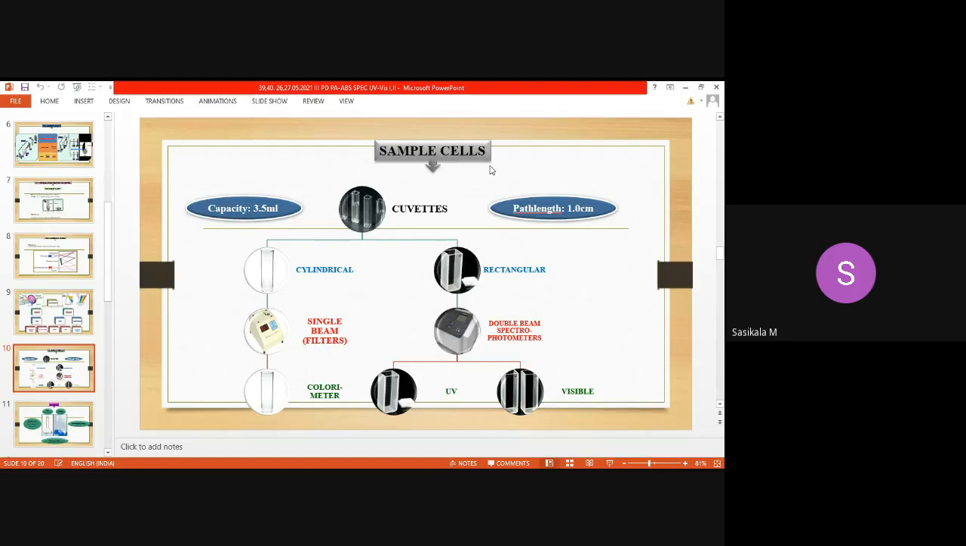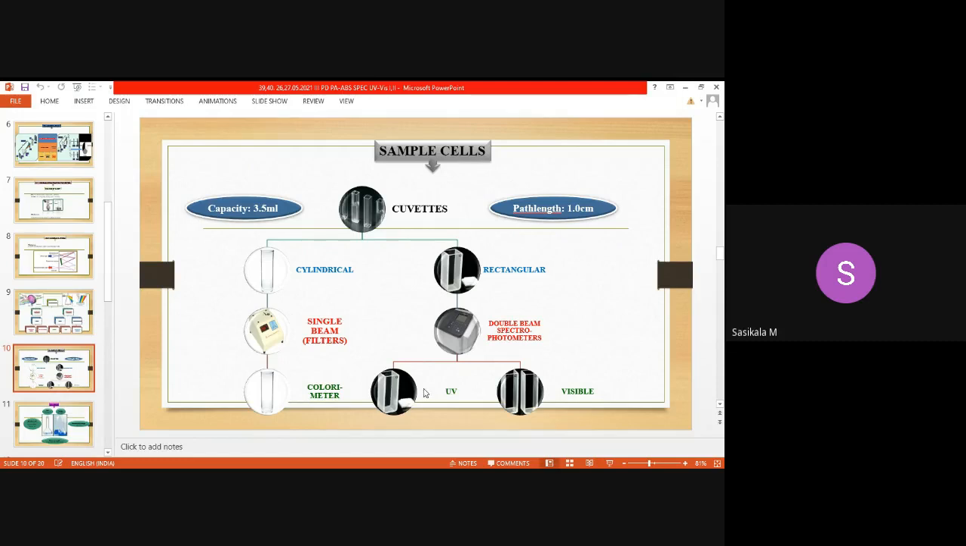So what kind of sample cells will we be using in UV visible analysis? Cylindrical and rectangular shaped cuvettes. Sample cells are called cuvettes. The capacity is 3.5 ml, path length 1 centimeter. Cylindrical cuvettes are used in single beam filter type instruments, which are very low cost instruments, for example the colorimeter. Likewise, rectangular type cuvettes are used in double beam UV visible spectrophotometers.